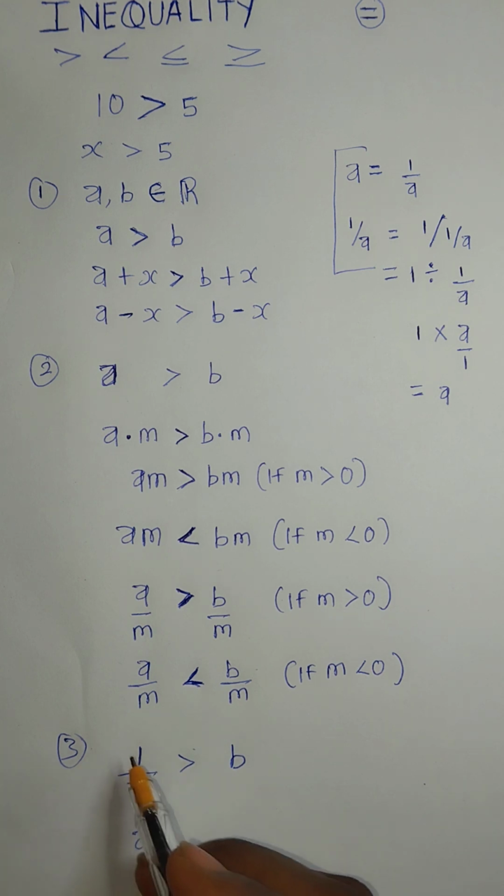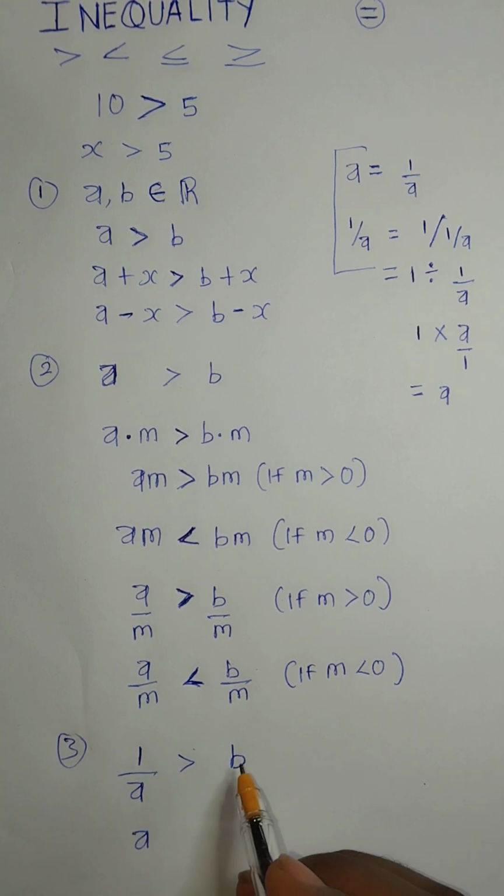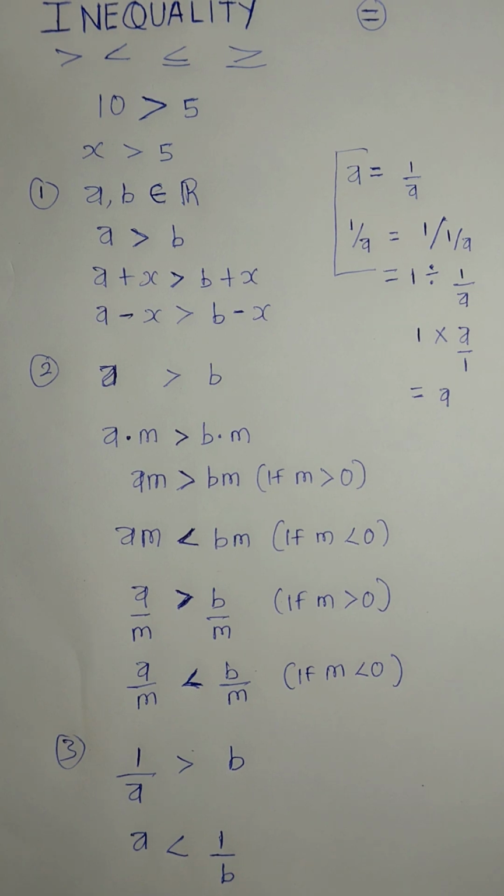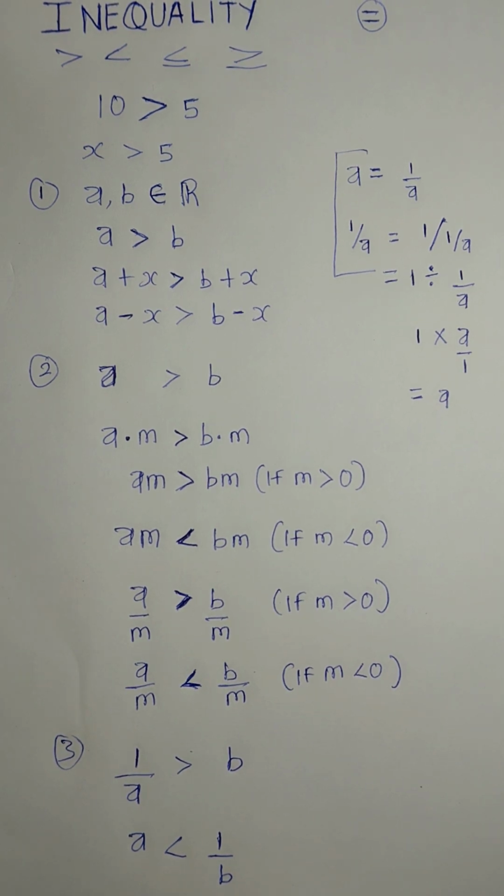So since we have found the inverse of our left hand side, we need to find the inverse of the right hand side, which is 1 over b. But now your inequality sign will not remain the same. It will become less than. Take note. So whenever you're finding the inverse of both sides, your inequality sign will change. So this time around, we are not multiplying by a negative number. This is inverse. So take note. If you want to find the inverse of both sides, your inequality sign must change.